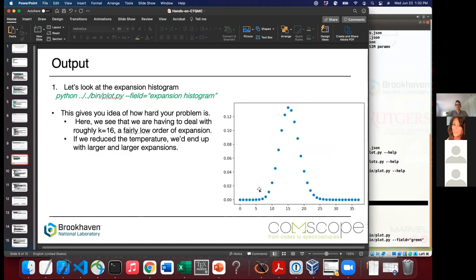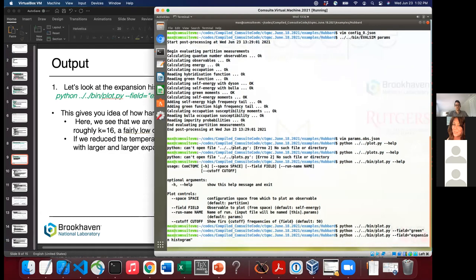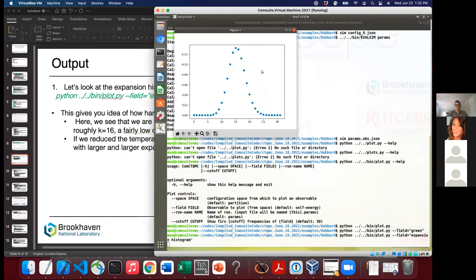You can also look at this expansion histogram. So CTQMC will keep track of what expansion orders it's in as it samples. And you'll see here this nice distribution around the average expansion order of 15 or 16. Indeed, I get the same result, more or less.